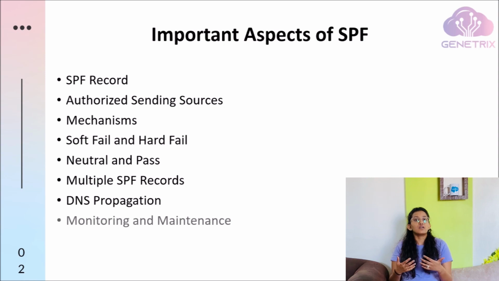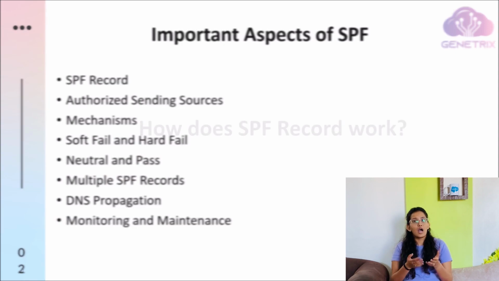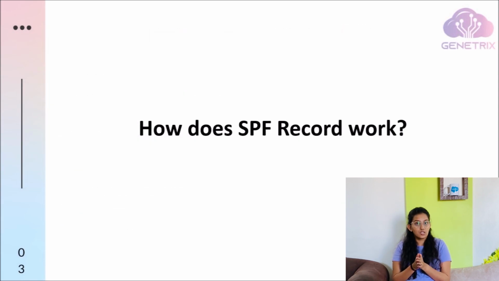Last we check is monitoring and maintenance. Regularly monitoring your SPF record for changes in authorized sending sources is important. Update the SPF record as necessary to reflect changes in your email infrastructure, such as adding or removing email servers or IP addresses. Now let's have a look at how the SPF record works.